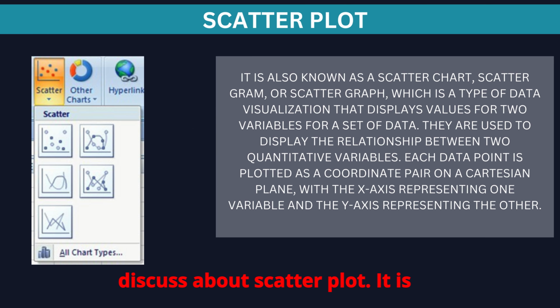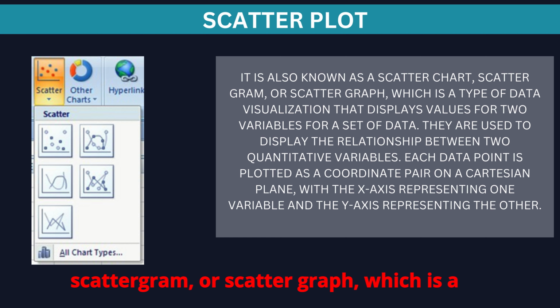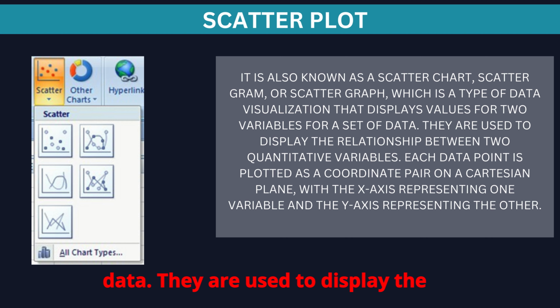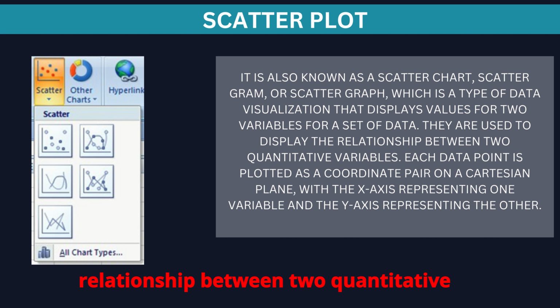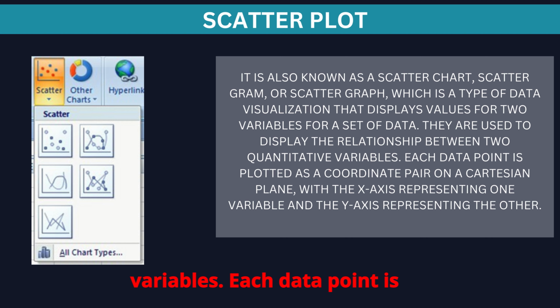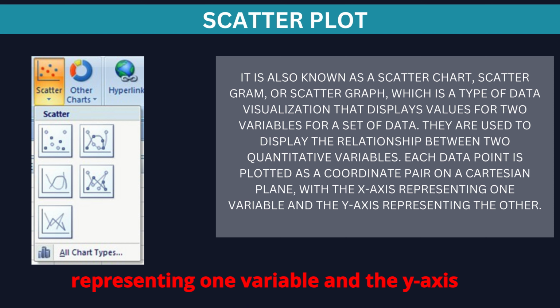Let's now discuss the scatter plot. It is also known as a scatter chart, scattergram, or scatter graph, which is a type of data visualization that displays values for two variables for a set of data. They are used to display the relationship between two quantitative variables. Each data point is plotted as a coordinate pair on a Cartesian plane, with the x-axis representing one variable and the y-axis representing the other.